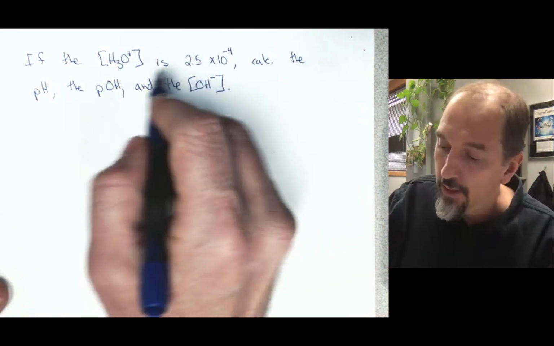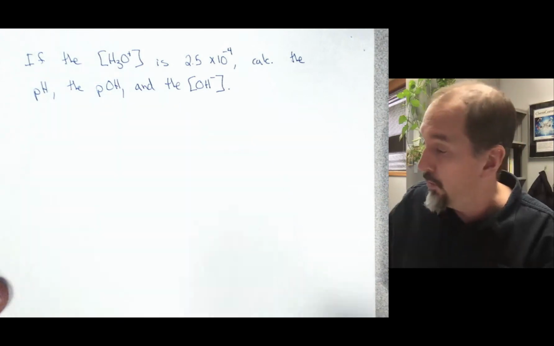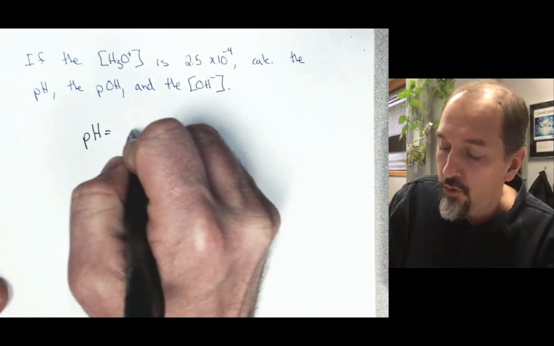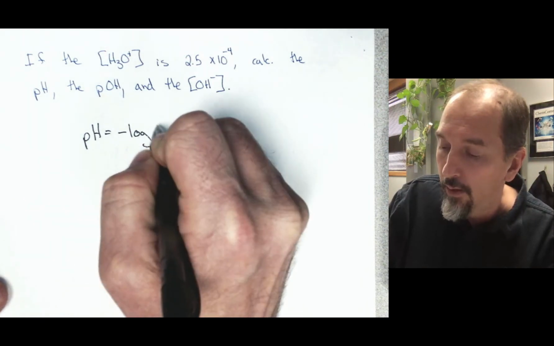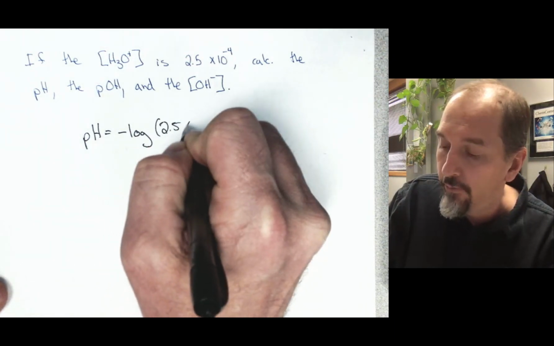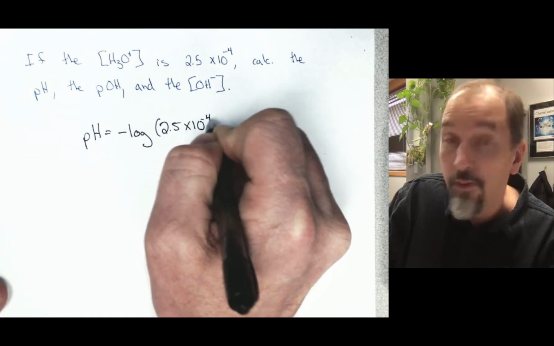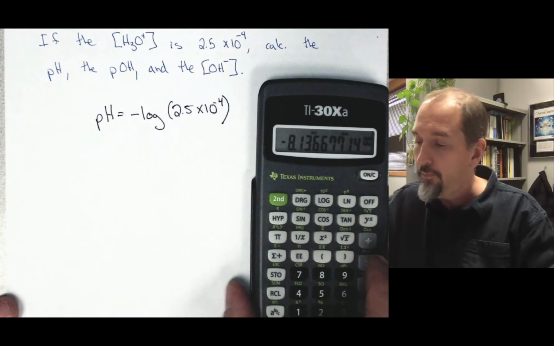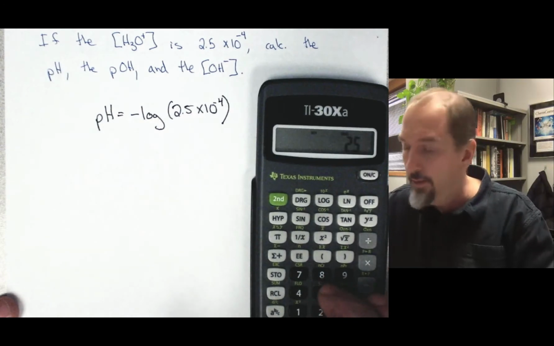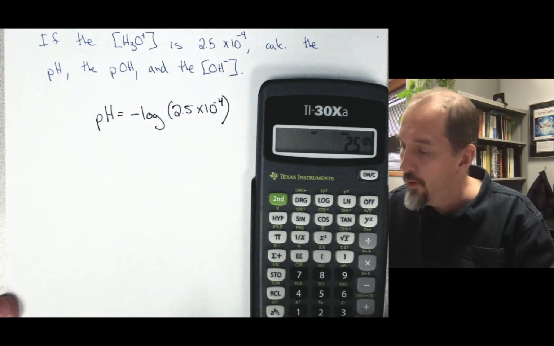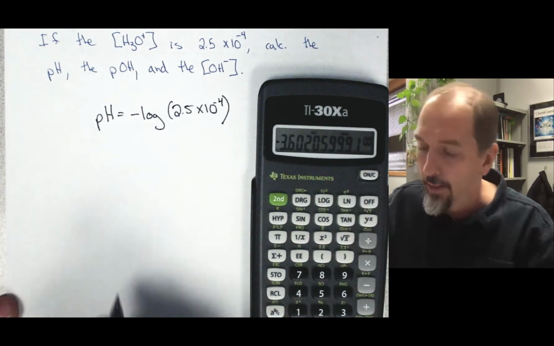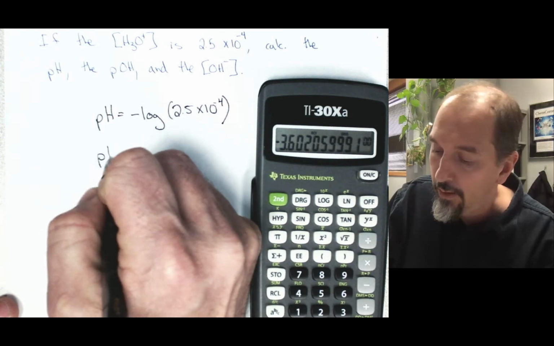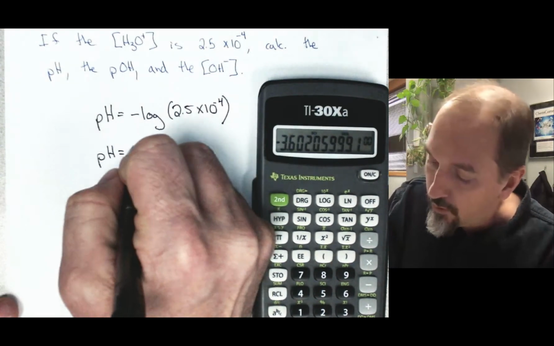So since I've been given the hydronium ion concentration, I'm going to just start with what's easy here. I'm going to start with calculating the pH. The pH of the solution will equal the negative log of 2.5 times 10 to the minus 4. That will give me the pH. So 2.5 times 10 to the negative 4th, take the log of that, and then we'll make it positive. That negative and that negative cancel. So the pH equals 3.60.